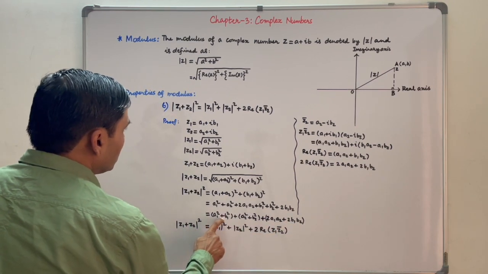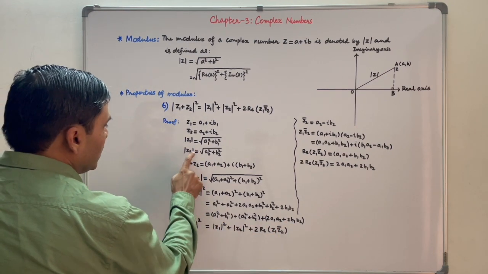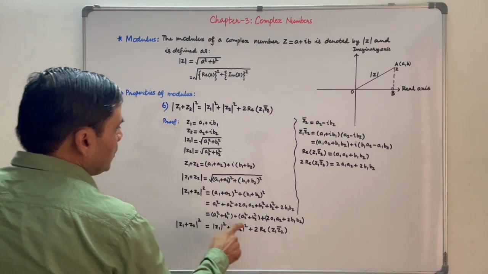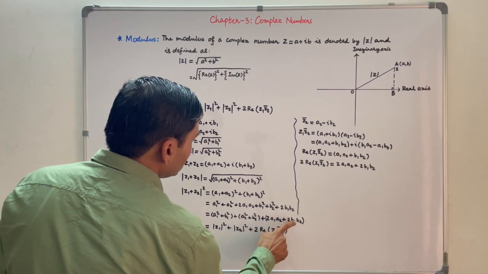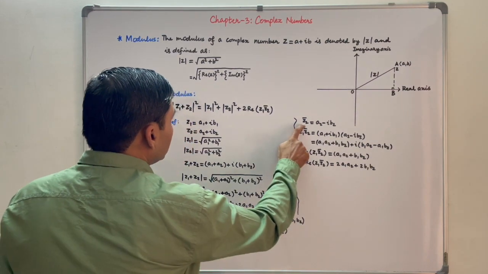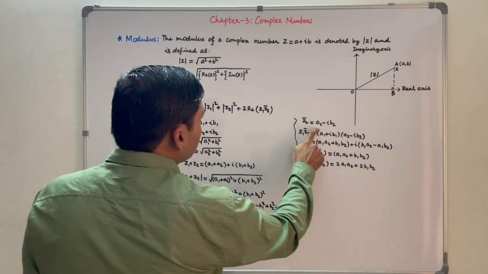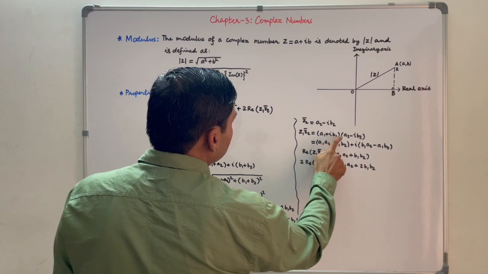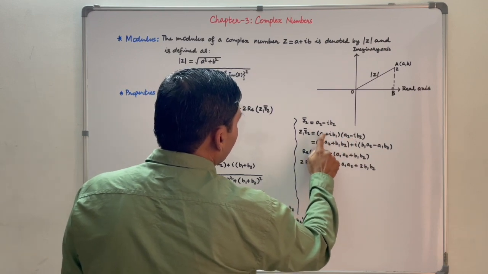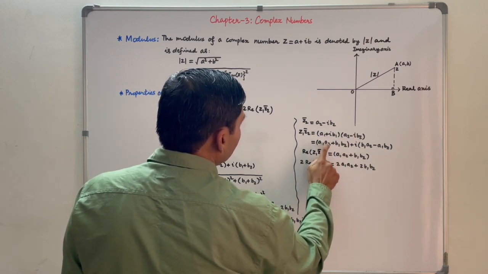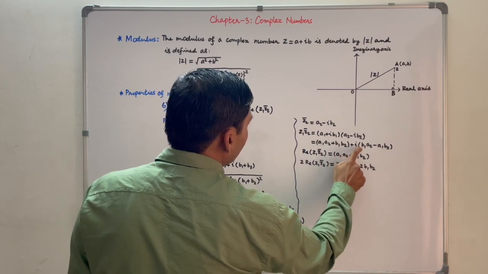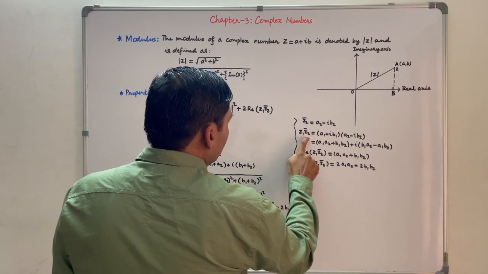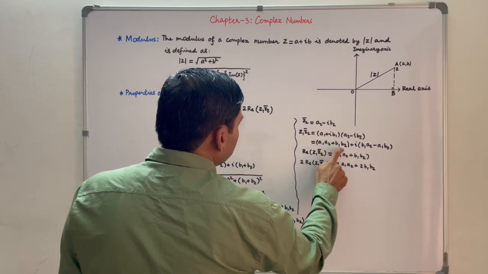a1 square plus b1 square is equal to mod z1 square, and a2 square plus b2 square is equal to mod z2 square. We will find the value of 2a1a2 plus 2b1b2. z2 bar is equal to a2 minus ib2. z1 z2 bar is equal to (a1 plus ib1) into (a2 minus ib2). On multiplication, we get a1 a2 plus b1 b2 plus i into (b1 a2 minus a1 b2). So real of z1 z2 bar is equal to a1 a2 plus b1 b2.